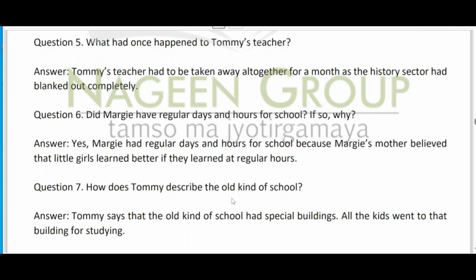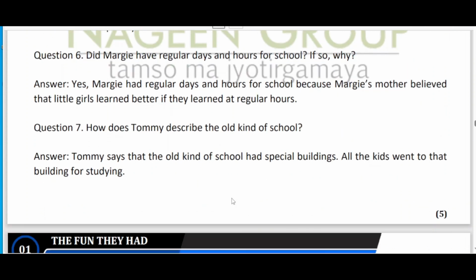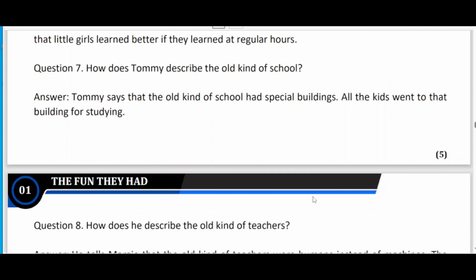Question number 7. How does Tommy describe the old kind of school? What did he say about the old kind of school? They had a special building and all the kids went there only to study. Nobody would come to the student. Students had to come and gather in a particular building, and that building is called a school.